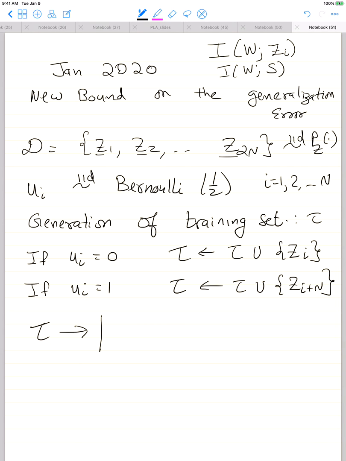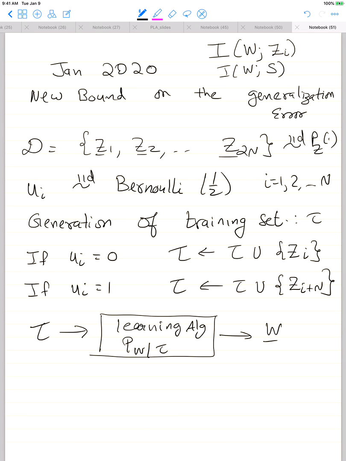And then tau is the input. It again has IID n examples. We pass it through the learning algorithm, P of w given tau, and you produce w as the output. So what was shown was the generalization error between P of w given tau and P tau. Note that P tau is still IID P_Z despite this construction. So it's the same setting as before.